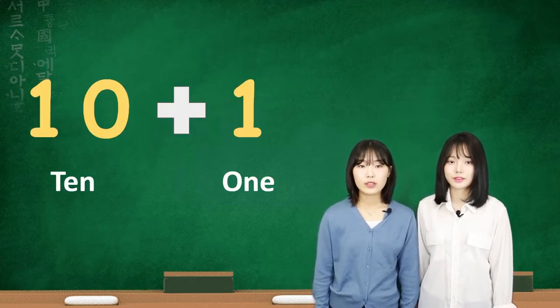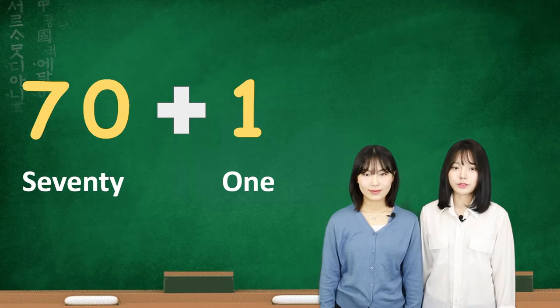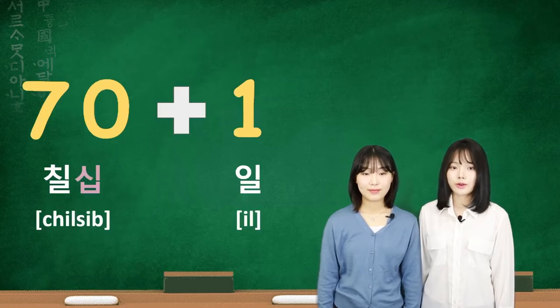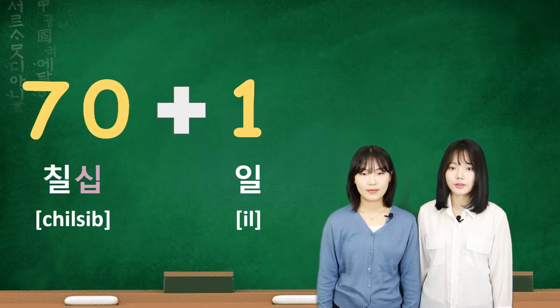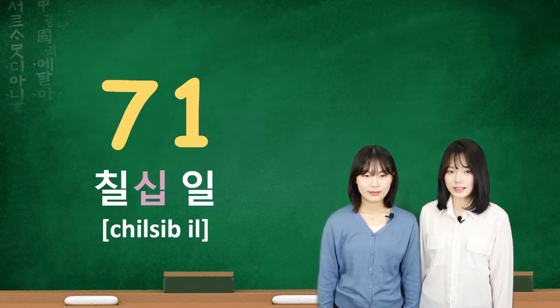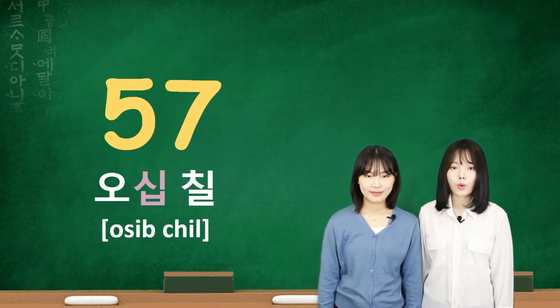Now we are going to learn how to combine the numbers of the tens digits and the numbers of unit digits. When using two digits, just combine the 10 and unit digits. If you add one of the unit digit and 70, it becomes 71. For example, if you change 57 to Chinese character number, it becomes 57.